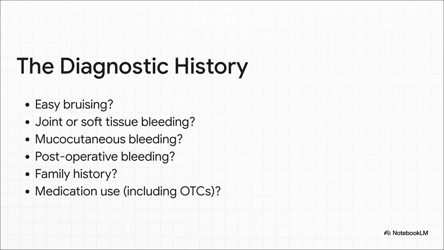Are we talking about small, surface-level bruises and annoying nosebleeds? That should make you think about a platelet problem. Or are we talking about deep, painful bleeds into joints and muscles? That should scream hemophilia. And please, never ever forget to ask about all their medications. And that includes over-the-counter stuff like aspirin and even herbal supplements.